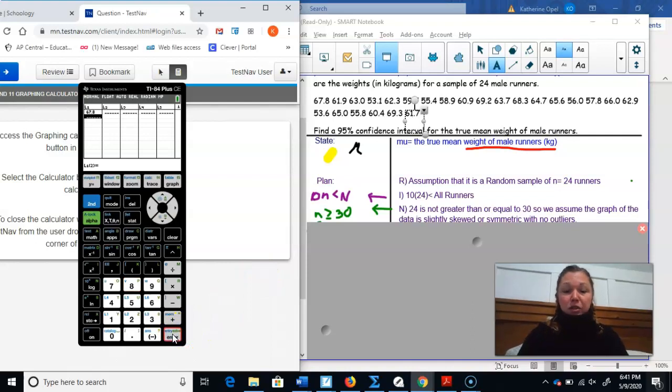Okay, I'm going to do it again, and I can type on my calculator here, or on my keyboard, and it will go. So 61.9, hit enter, 63.0, and you don't need to add the 0, 53.1, 62.3.